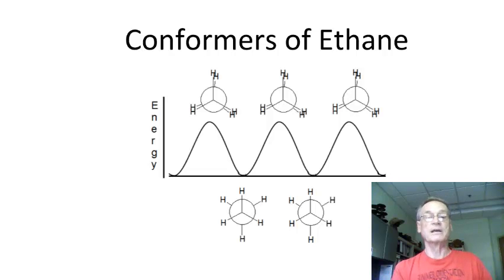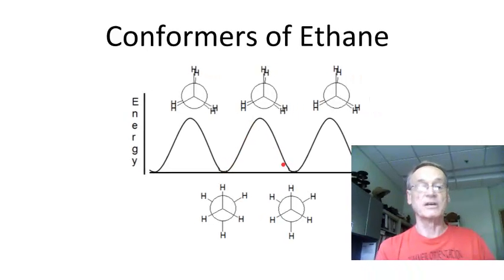So here is a graph that relates energy to time as we rotate around that bond. So it's low when it's staggered, slowly increases until it's eclipsed, and then decreases again until it's staggered, and increases again until it's eclipsed, and so on. Turns out that that is an exact sine wave.